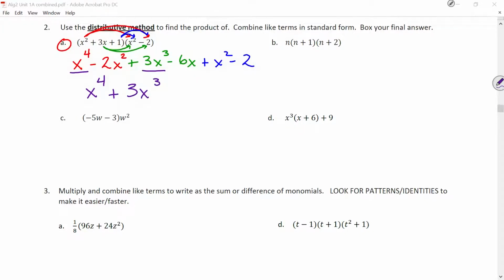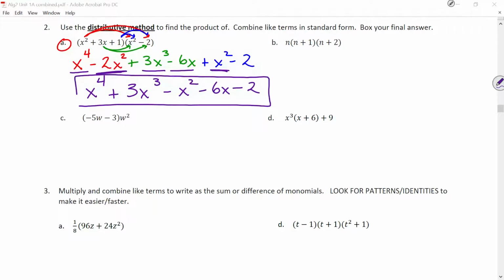It looks like I have 2 x squared terms, so combining like terms, negative 2x squared, don't forget that negative, plus x squared is I have negative x squared, and negative 1x squared. Okay, looks like I only have one x term, and then minus 2. Okay, so this is a little trickier than maybe the area model might have been. But it is more concise. It does take less time once you get good at it.